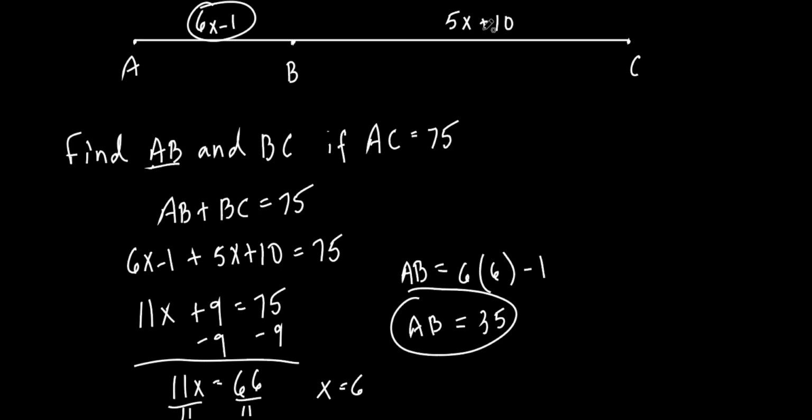All right, so we got 2 choices. We could take that 6 and plug it in for this X right here. So let's do it in our head. 5 times 6, 30 plus 10, 40, okay? Or you could have done this. You could have said BC is just equal to what? 75 minus 35. And look at that. You still get the same exact answer, don't you?